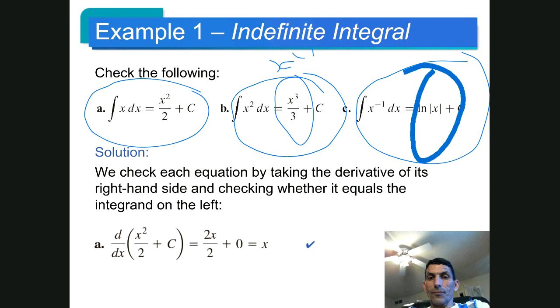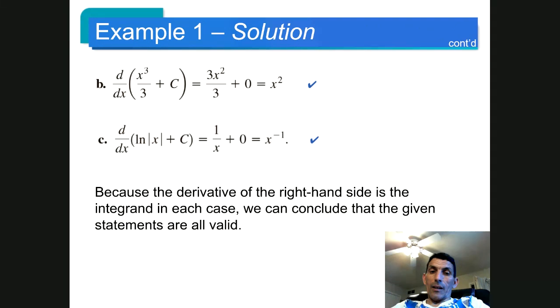What happens to negative 1? x to the negative 1 is 1 over x. If you remember, the derivative of ln of x is 1 over x. So x to the negative 1 doesn't work with the power rule, so be very careful. Actually, the integral of 1 over x is ln of x, because if you differentiate ln of x, it gives you 1 over x. So you cannot use the power rule for this one.